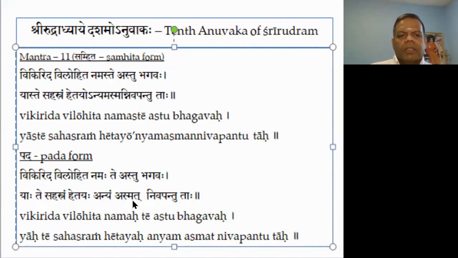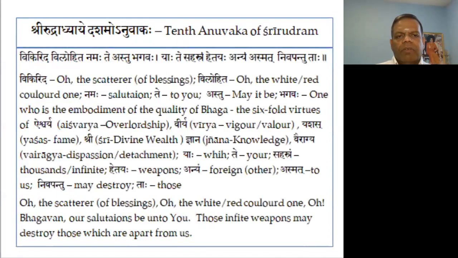Anyam and Asman become Anyamasman. The Visarga becomes plus A becomes Ma. Because it's followed by Ni, the Na becomes Nna. Asman Nivapantu. Anyamasman Nivapantu. Hetayonyam Asman Nivapantu. So it's a four-word Sandhi, a joint word. Taha.